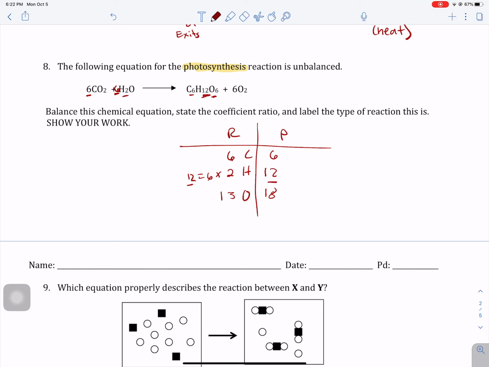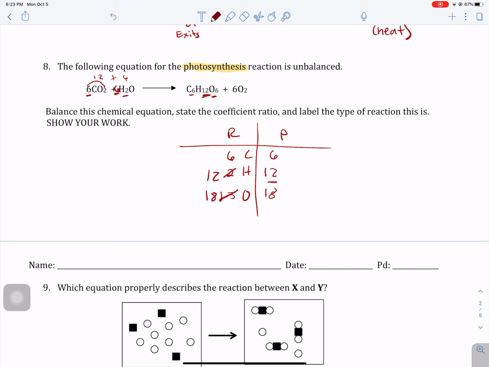Now let's look at oxygens. So this side, the product side, has 18. So now let's see how many oxygens we have on the reactant side. So remember, now we have 12. And now we have 6. So now we have, oops, my bad. My bad, guys. I'm so sorry. So mark this out, and we have 12. And now we have 18. So 12 plus 6 is 18.